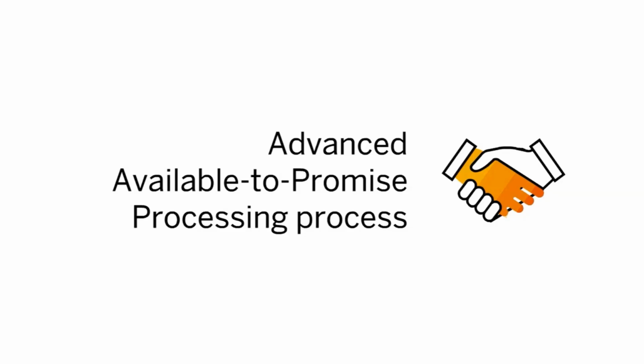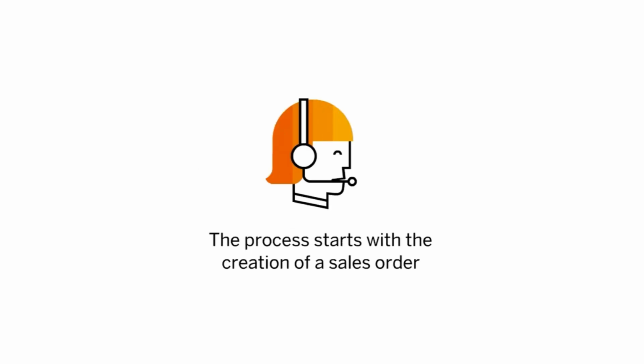Through these tutorials, you will see how the advanced Available to Promise processing process has multiple dependent sequential steps. The process starts with the creation of a sales order, during which an internal sales representative can optimize the availability of products using alternative-based confirmation, or ABC, to check product availability.